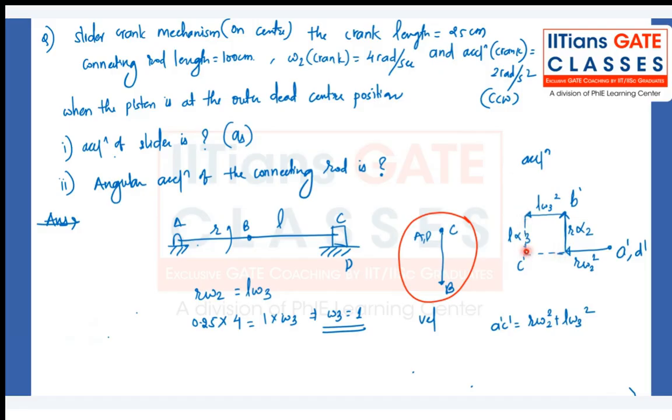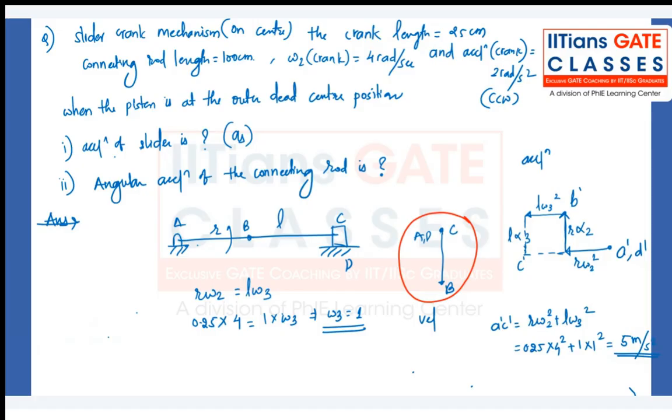If you remember why I am coming down, because acceleration of the slider should be in the direction of the sliding. That's why I'm turning it downward, not upward. Remember that. We want acceleration to be in the same direction, that's why we are coming down here, and this is the point I'll get. So r omega 2 square plus L omega 3 square, if you add them, you will get it. We have all the things: 0.25 into 4 square plus 1 into 1 square. So it is 5 meters per second square. The answer for the first question is 5.